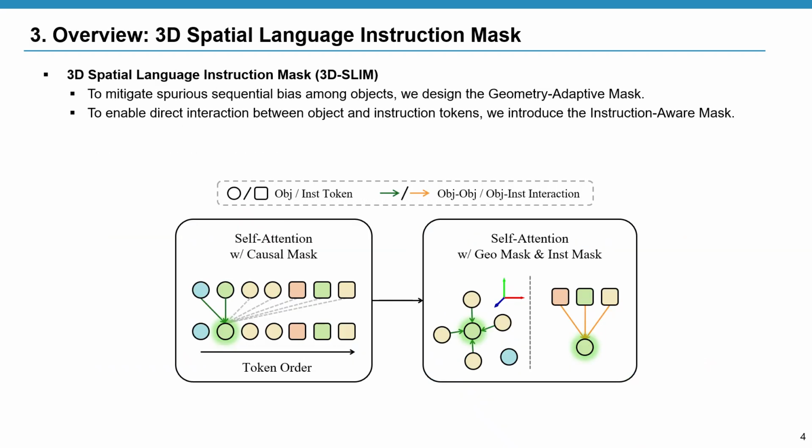To address these problems, we propose 3D-SLIM, which consists of two components: geometry adaptive mask for resolving sequential bias, and instruction-aware mask for resolving the limited cross-modal interactions.